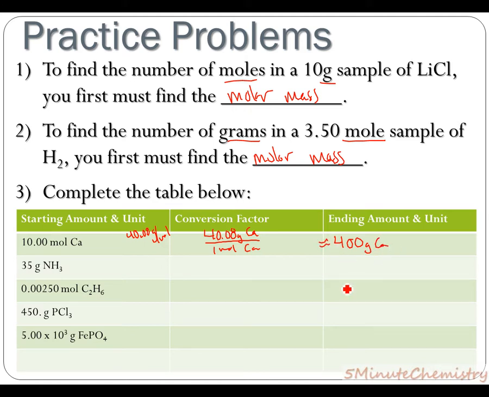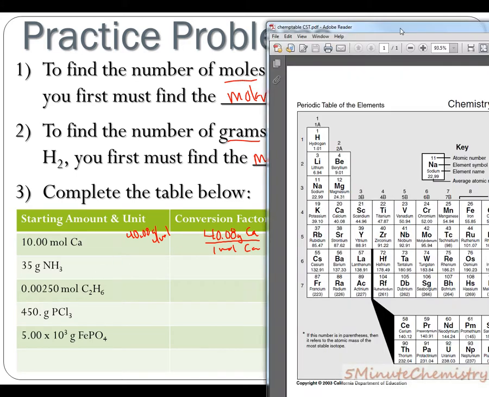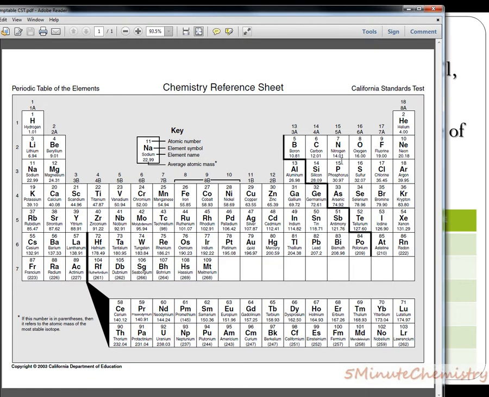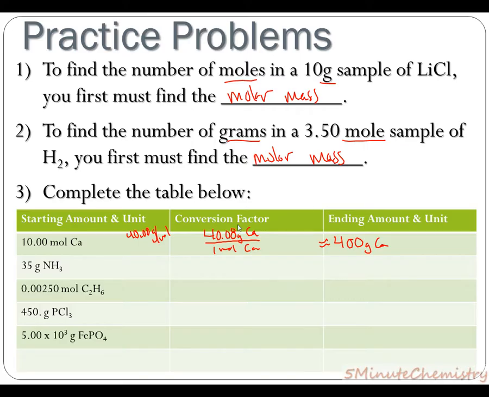Okay, approximately. Now, 35 grams of NH3. So this time around, we're going to look again for our NH3. We have nitrogen 14.01 and hydrogen 1.01. So we'll find that molar mass first.